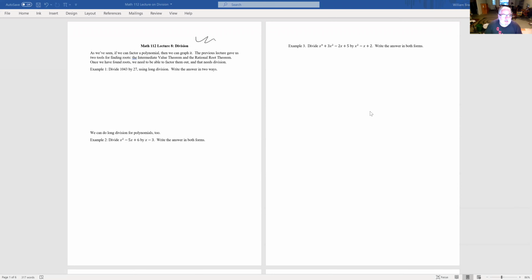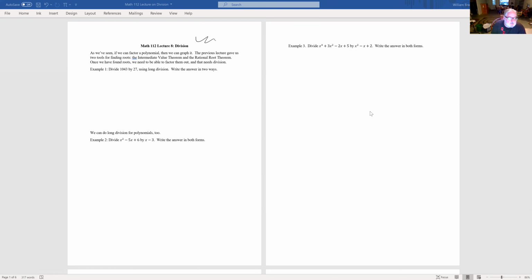Okay, so lecture 8 about division. And what we've seen recently is that if we can factor a polynomial, then you can graph it. And the previous lecture gave us two tools for finding roots. One is the intermediate value theorem, the other is the rational root theorem. Once we have found roots, we need to be able to factor them out, and that requires division.